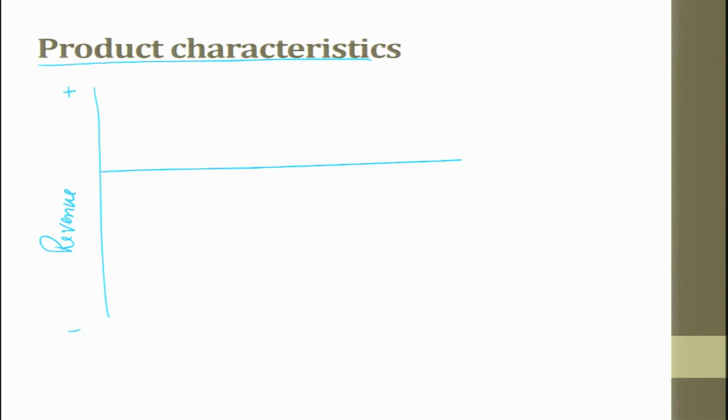So, product characteristics we were discussing. I would like to just draw here a response or a graph which talks about revenue with respect to product life cycle. So, this is revenue, this is the positive side of the revenue, this is the negative side, that means to say investment, and this is getting back the return from investment. So, the curve goes like this.